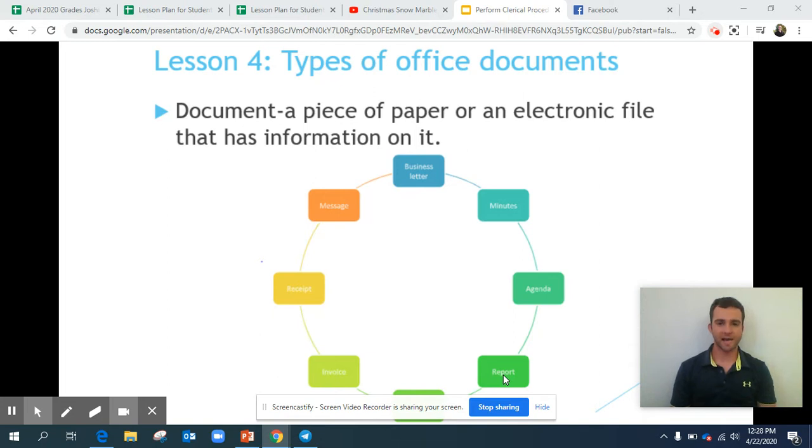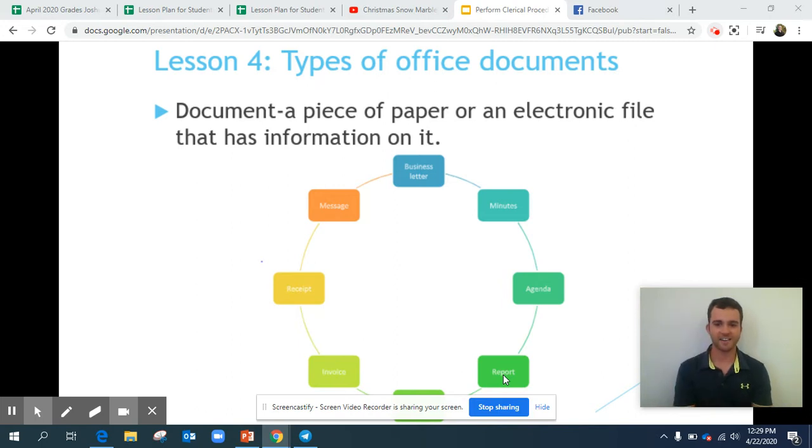We are back in class for perform clerical procedures. We have talked about hardware and software. We have talked about the different things that you will find in an office and what they are and why they are being used. And now we are going to talk about different types of office documents.